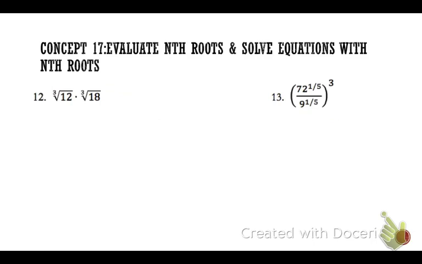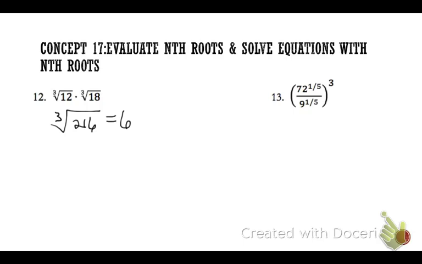We'll finish up the concept 17 problems by more properties, using properties of roots and exponents. So if you have 2 roots that are the same multiplying together, you can just multiply their values. So 12 times 18 is 216. And then you take the cube root of 216, you can do that on your calculator, and you will get 6.